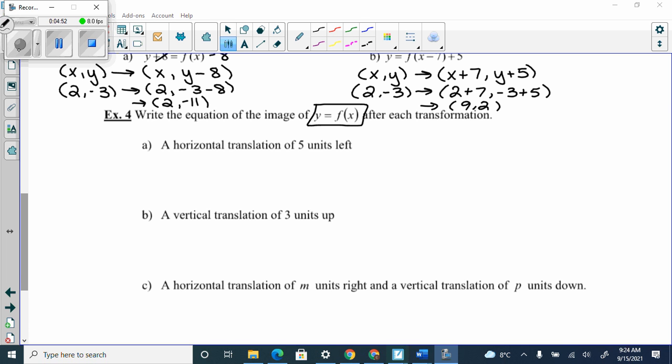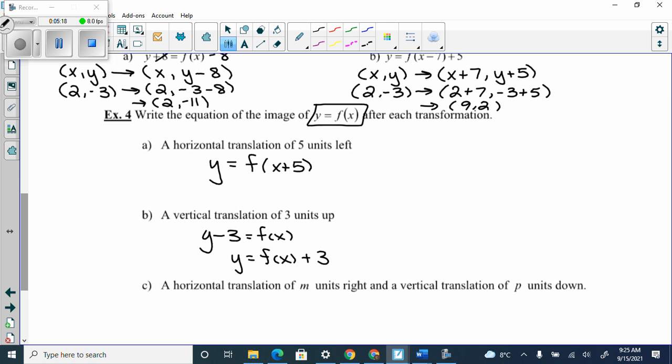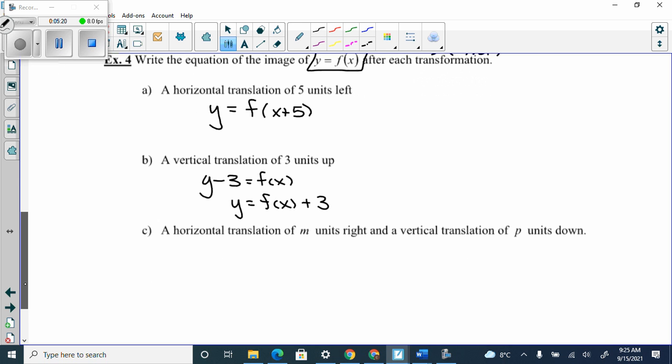So if we're moving 5 left, we're going to have y equals f. If it affects the x, it's with the x variable. In mapping, it's with the x variable in equations. So we've moved 5 left, so we're going to have x plus 5. This one we need to move 3 up. So you can either give me x minus 3 equals f of x, or you could have given me y equals f of x plus 3. Both of them are the same.